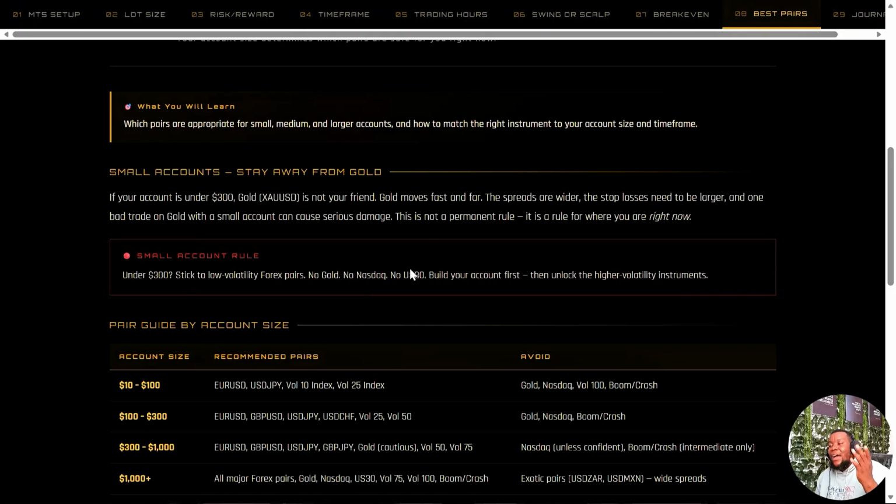Some of you have stories of how gold has ruined your life, how gold has taken away your school fee money, how gold has taken away your rent money, and yet you still insist to trade it. I know it's tempting, but please stay away. There are other pairs that you can trade and still make money from them. Okay?